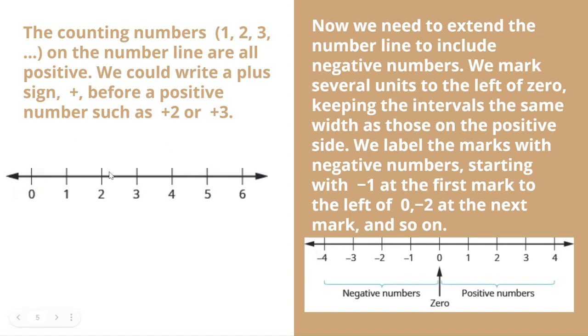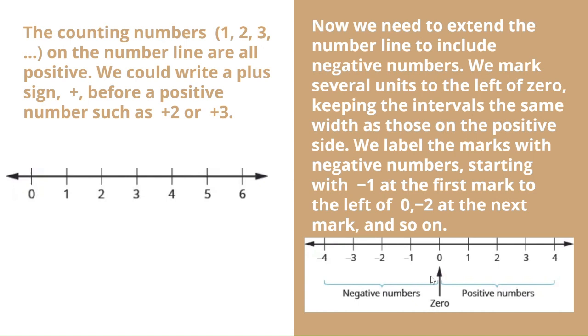The counting numbers 1, 2, 3, 4, 5 just continue on the number line and are all positive. And we could add a plus sign before a positive number, such as +2 or +3, so we know it is positive. And now we need to extend that number line to include negative numbers. So we mark several units to the left of 0, which is negative, to keep the intervals the same width as those on the positive side.